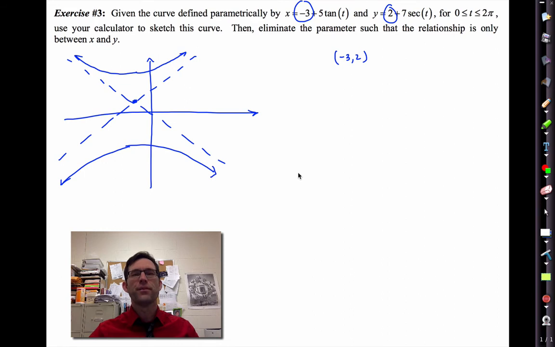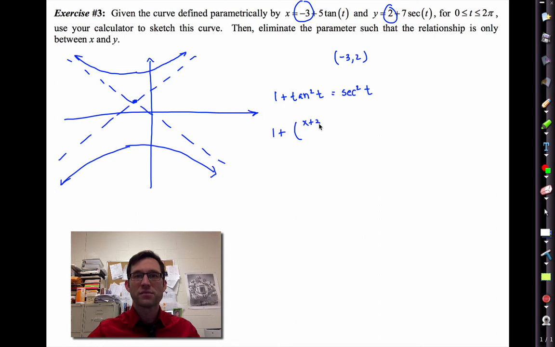It's been shifted. So now, if we want to eliminate the parameter, what we're going to do is use this identity again. It's very important to just know this identity: 1 plus tangent squared equals secant squared. Because now it's really rather easy. We can do a lot of this in our head.